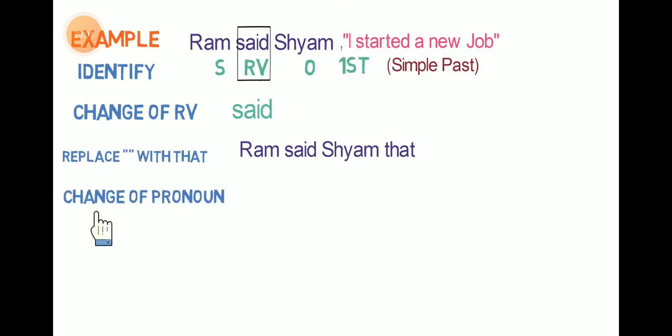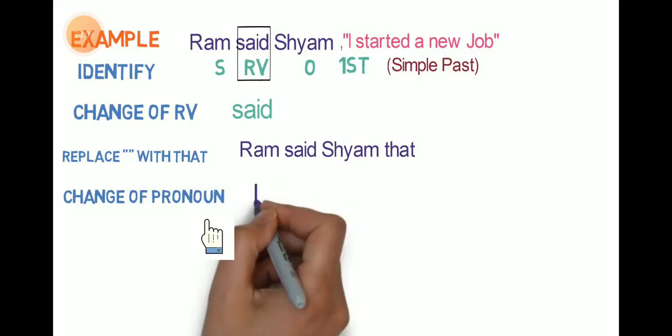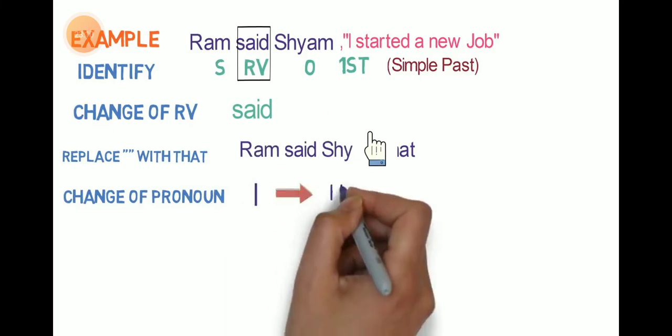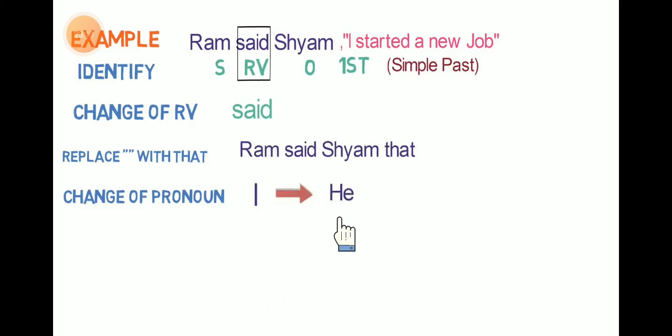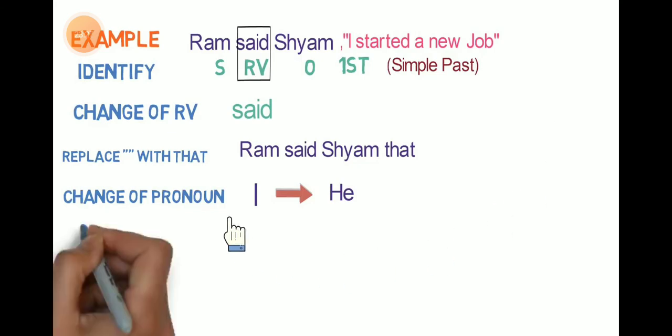Now we have to bring the changes over, change of pronoun. How can we change the pronoun? See, here "I" is written as "he." First person can be converted into third person. See, "I" is converted into "he." All right. So here we have the tense form "started," so it is written as simple past. So change of pronoun is over.